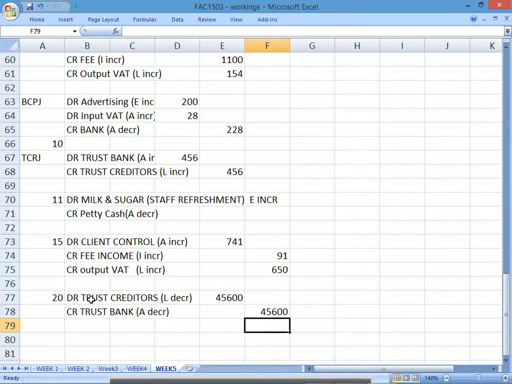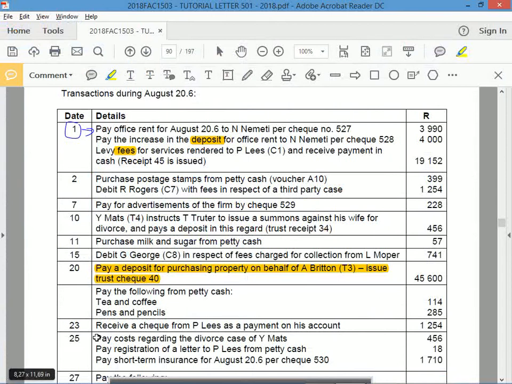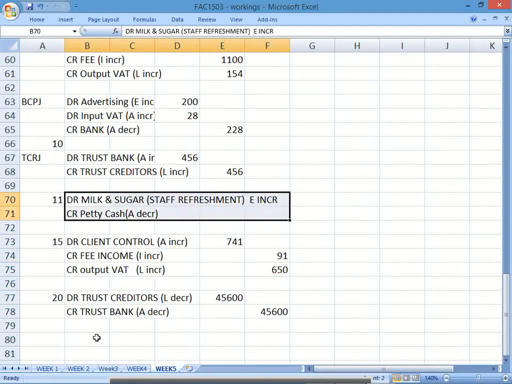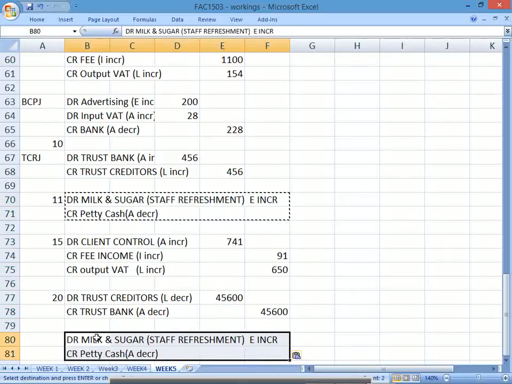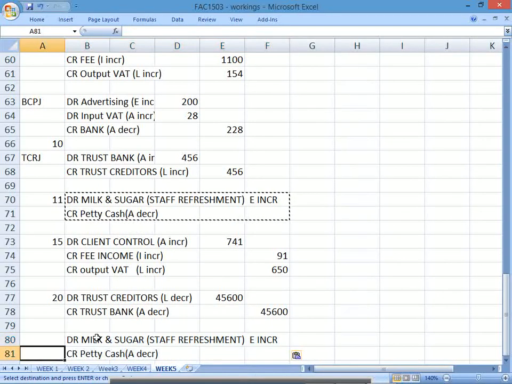Right, so what are you doing here? You're accounting for what you've paid on behalf of your clients. Pay the following from petty cash: tea and coffee, pens and pencils. Okay, I'm going to copy paste this working because it's similar. There's no date here, so we'll assume the 20.